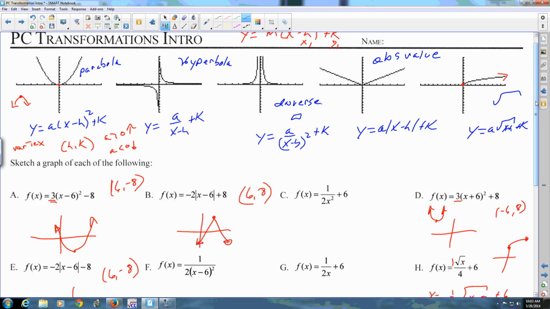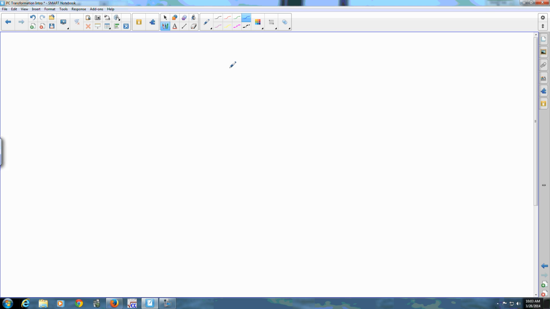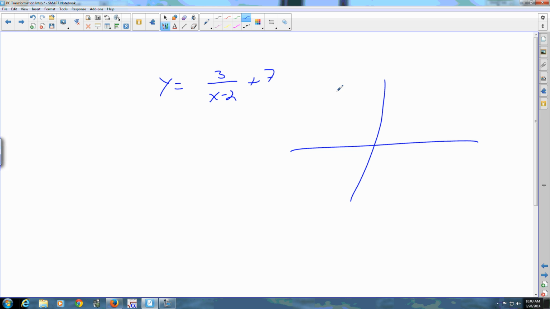Both of these are going to have asymptotes. Let me draw you one first. Let's say I gave you y is equal to 3 over x minus 2, plus 7. Here's the parent graph. The parent graph has a piece here and a piece here. They're both included in the main graph. It's centered at 0, 0, and you have a horizontal asymptote here and a vertical asymptote there.